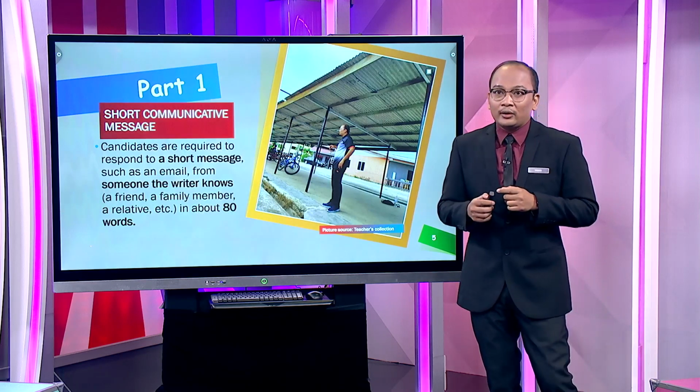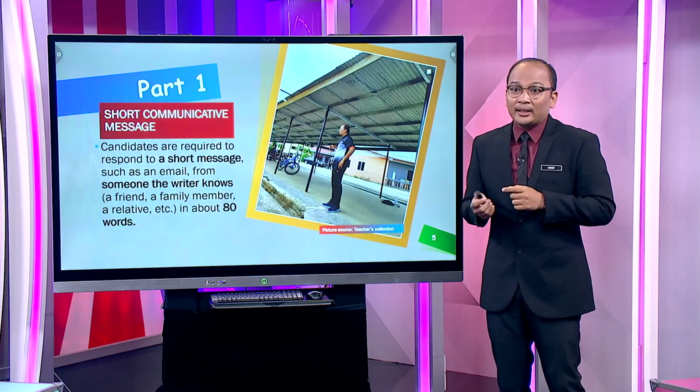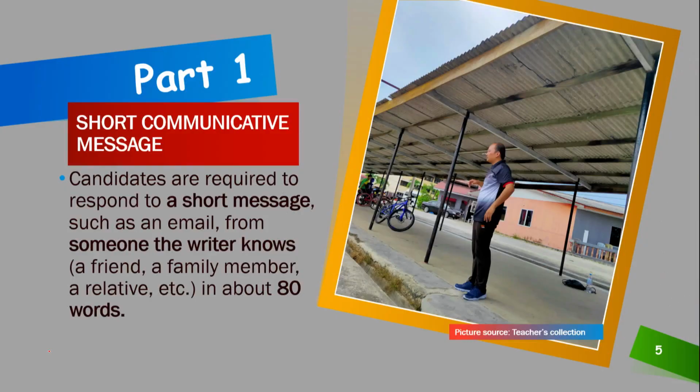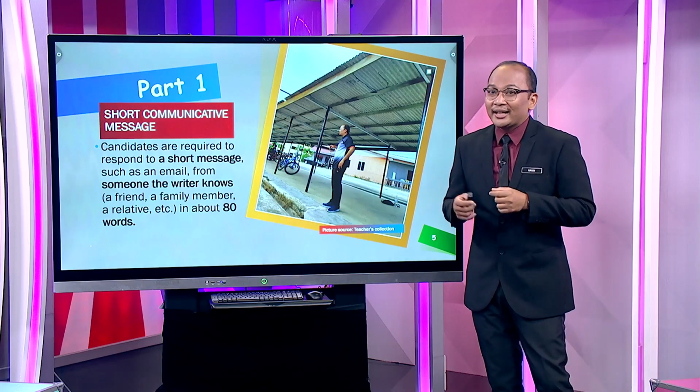So these are among the things that we need to know. For Part 1, short communicative message, candidates are required to respond to a short message, such as an email, from someone the writer knows, a friend, a family member, a relative, etc. And this should be written for about 80 words.